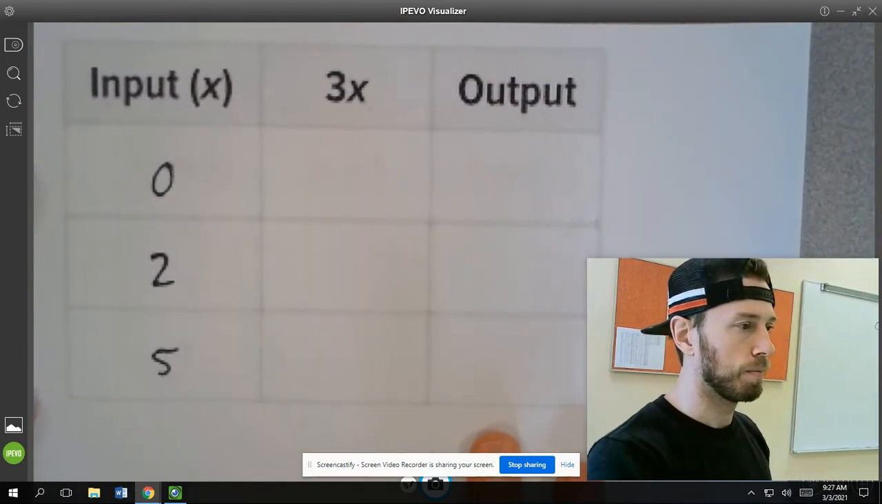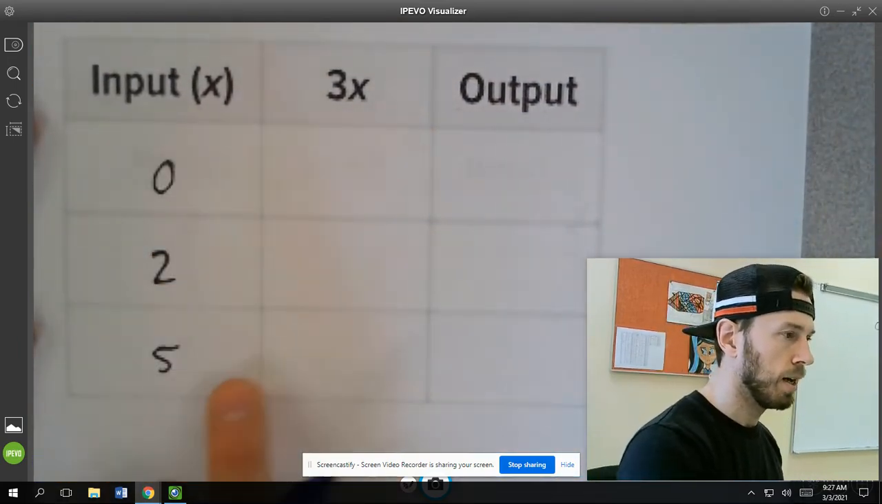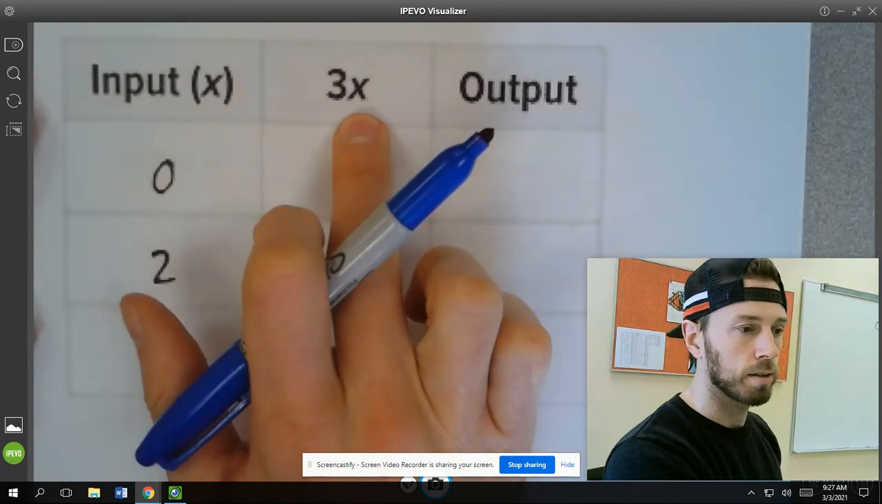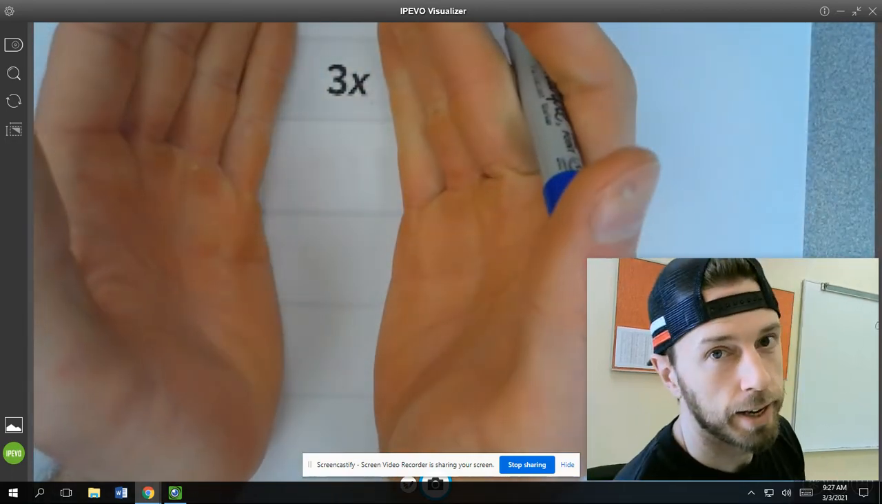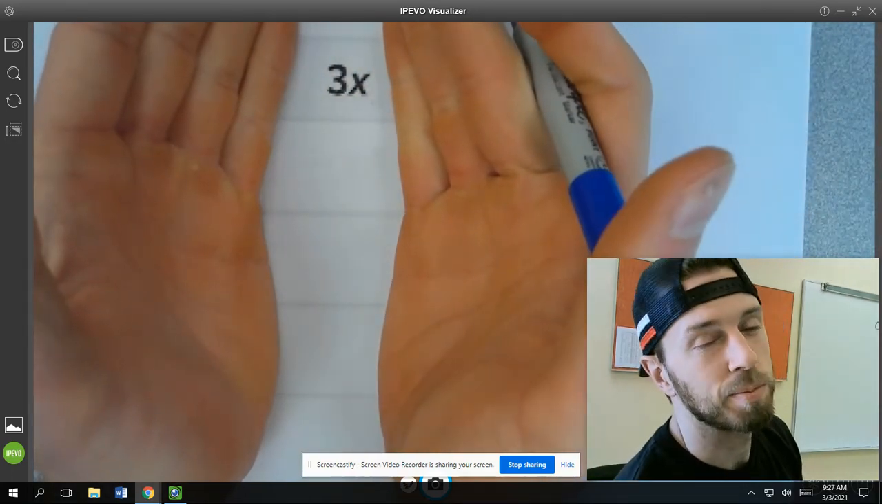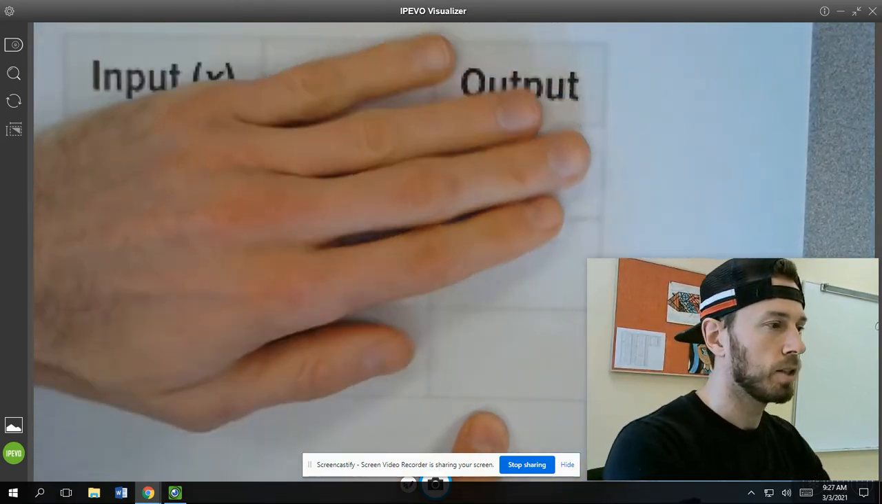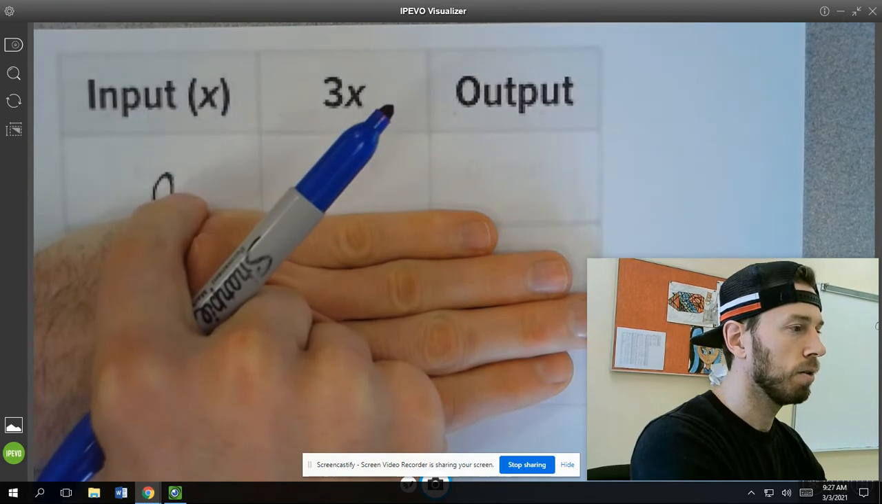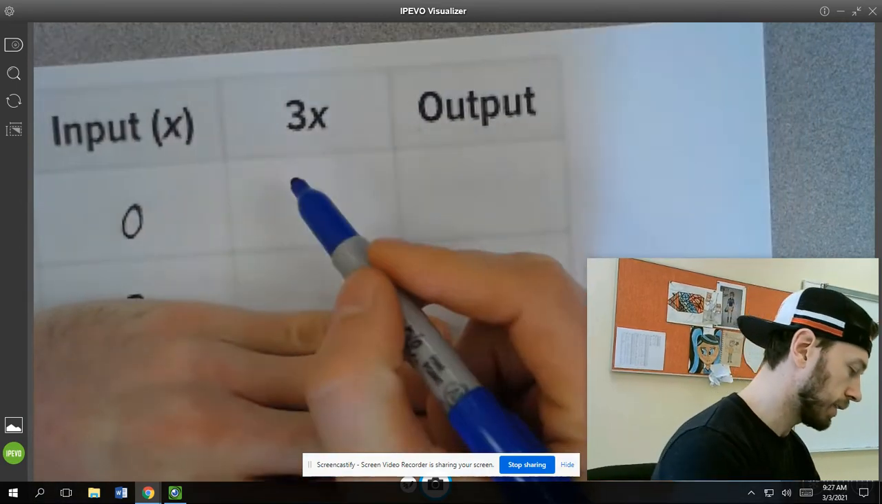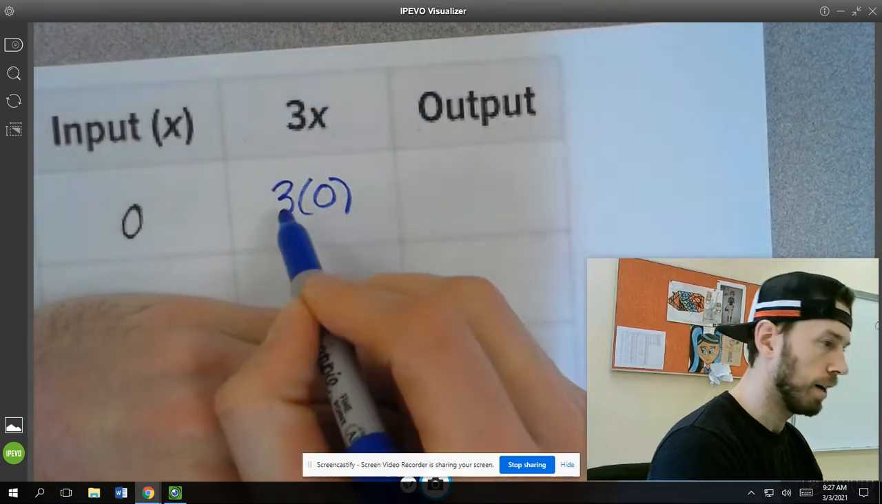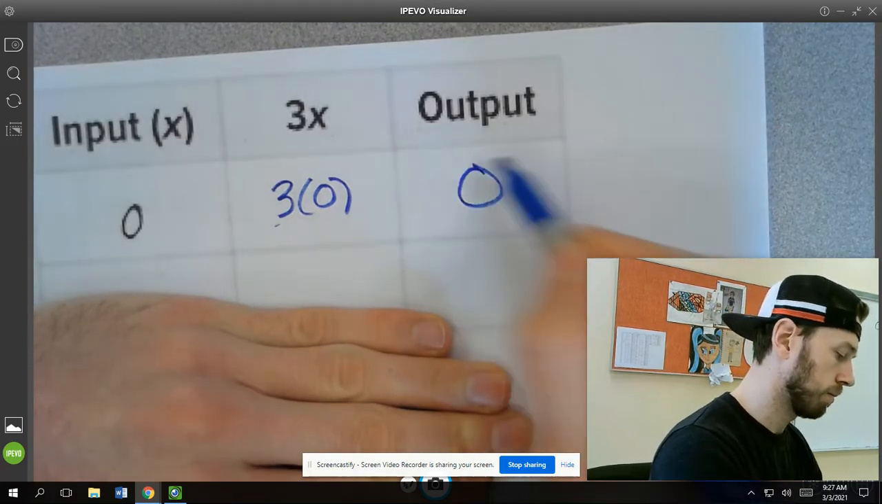Here's another example. If I tell you your inputs here, and I tell you that the rule is 3x, hopefully you guys know that anytime you have a number and a letter right next to each other, that means multiplication, right? So this is 3 times x. Then you tell me what the outputs would be. So if I tell you that the input is 0, so you just put in a 0 there for x, and 3 times 0 is 0.